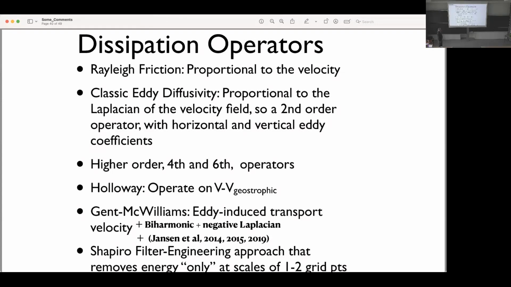And then the latest and greatest dissipation operator is based on the ideas of Gent and McWilliams. Their idea was, let's parameterize the effects of the eddies on the flow. Think of baroclinic instability. What does baroclinic instability do? It flattens the isopycnals and releases available potential energy into eddy kinetic energy.